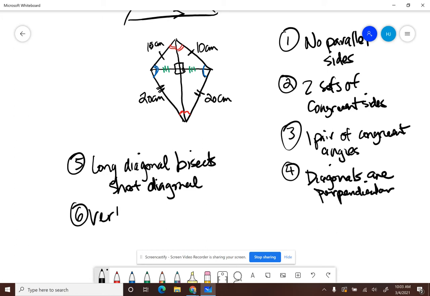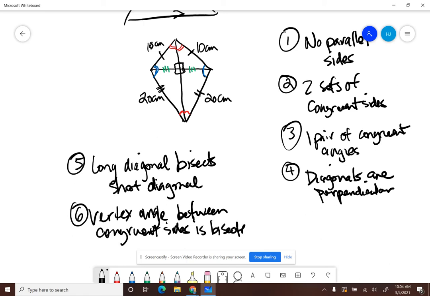So the vertex angle, remember the vertex is just where 2 rays meet. So the vertex angle between the congruent sides is bisected. Okay, so let's go over that again. Vertex angle between the congruent sides. So these angles between the congruent sides, here was my congruent sides. This complete angle is bisected right down the middle.